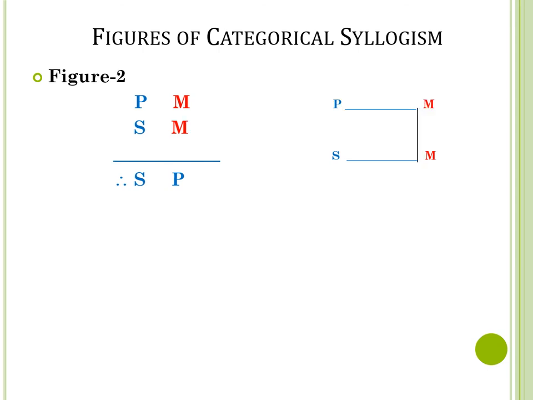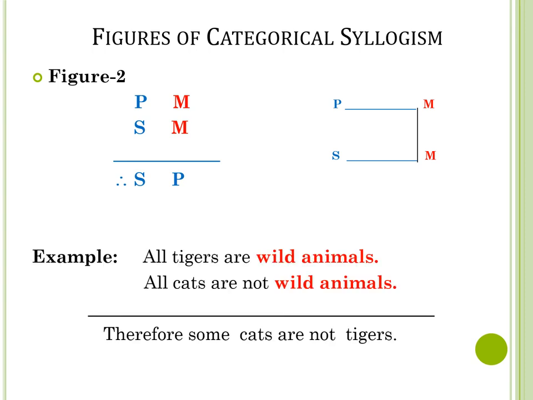Now we come to figure 2. It represents a horseshoe. See the figure. Here, the middle term stands as the predicate of both the premises, the major premise and the minor premise. Let us take an example. All tigers are wild animals. All cats are not wild animals. Here wild animals is the middle term. It stands as the predicate in both the premises, that is the major premise and the minor premise.